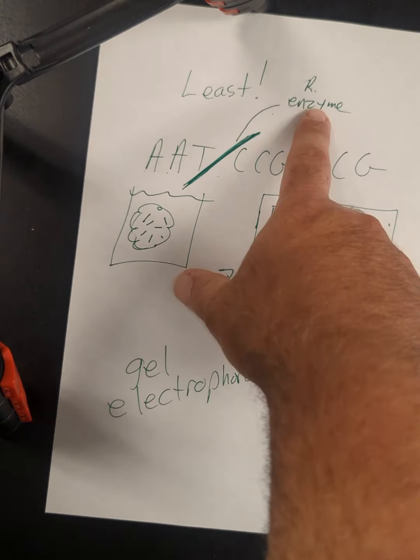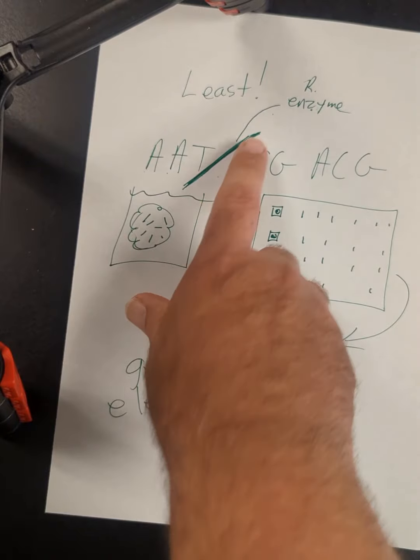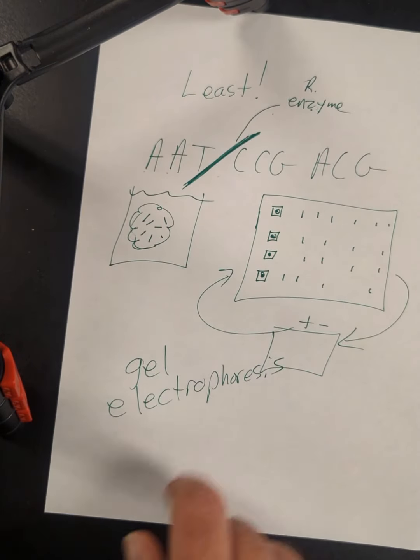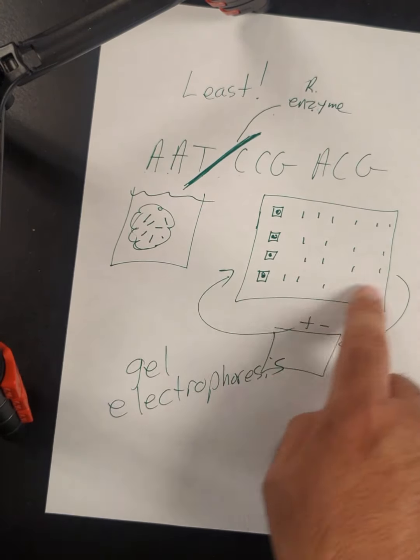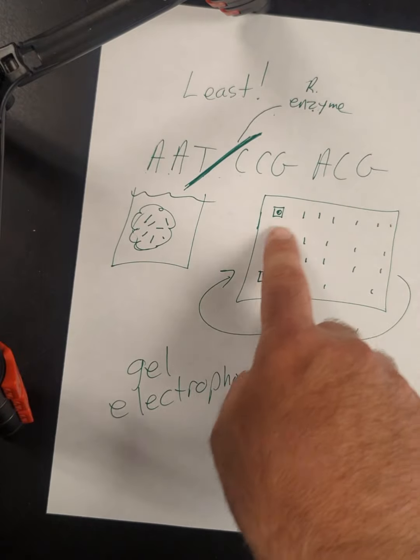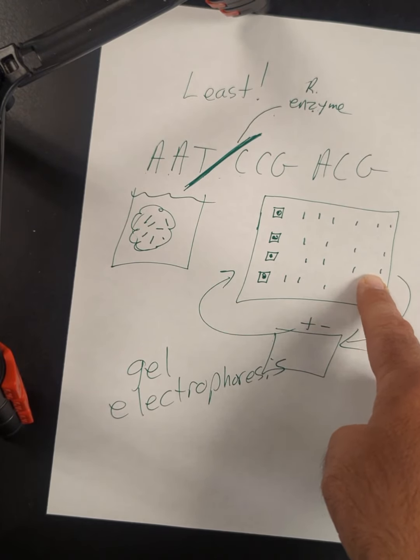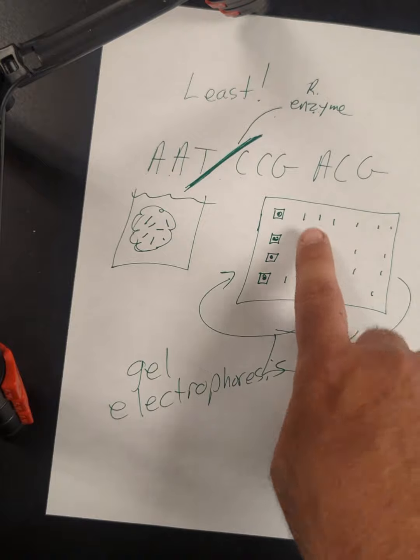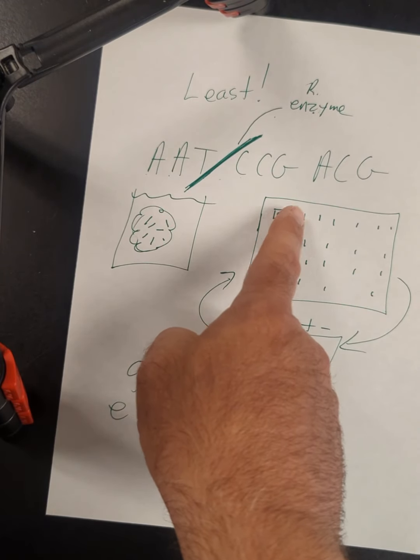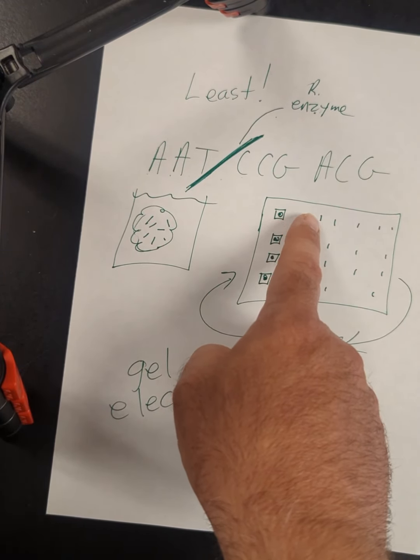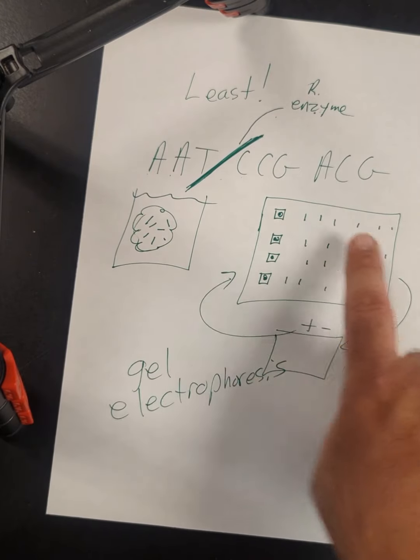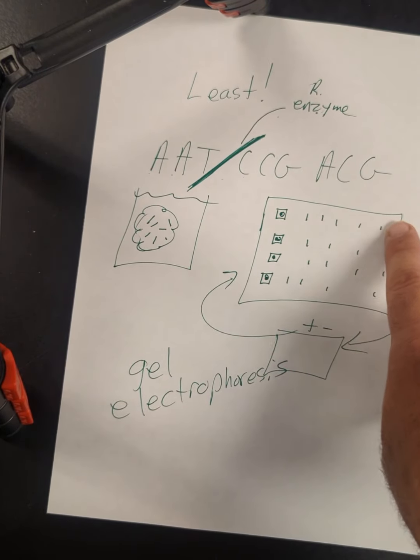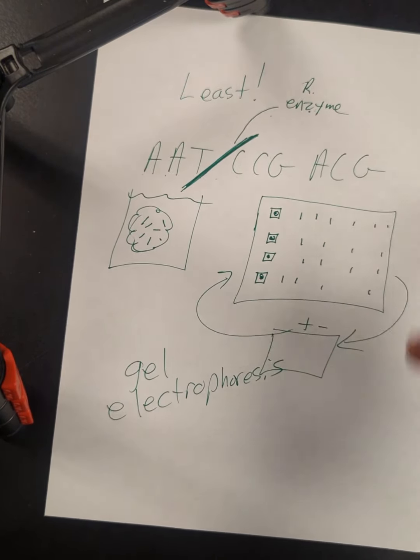And restriction enzymes cut DNA at certain sequences, and then we can run those sequences through a gel electrophoresis, and then the large pieces of DNA don't travel very far, so they end up very close to the well. And then the smaller pieces of DNA travel farther, and that's how we get DNA fingerprints.